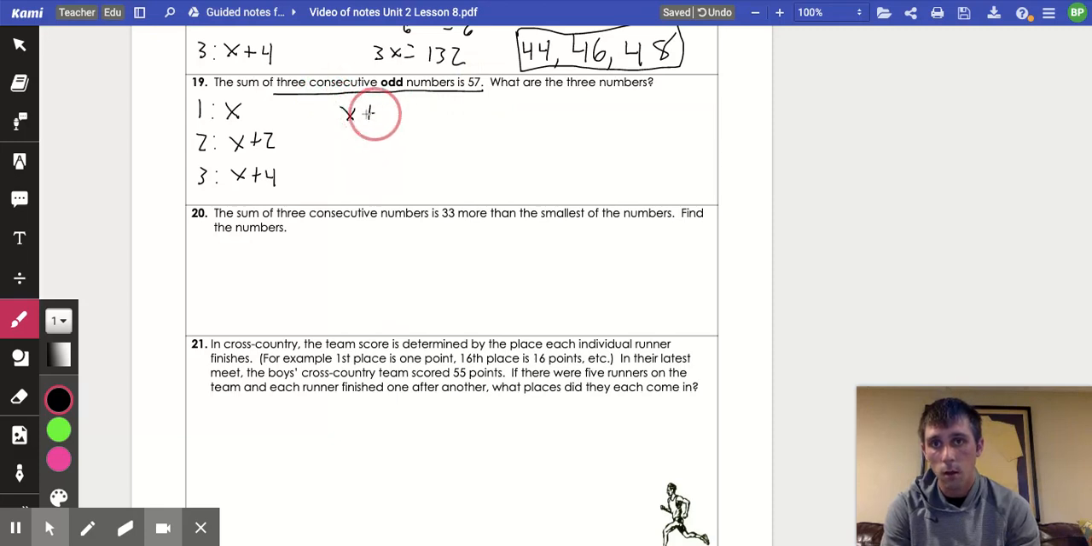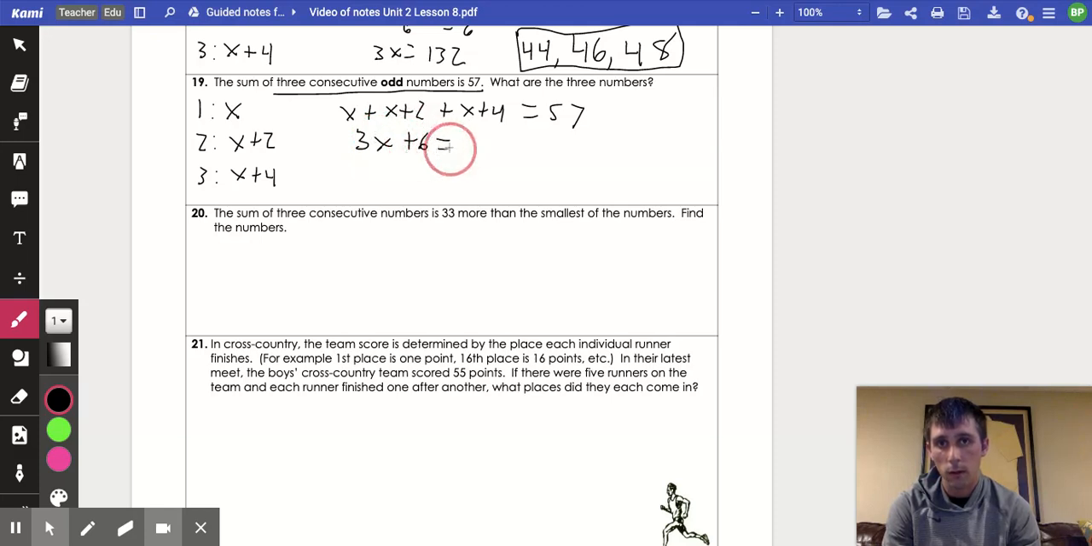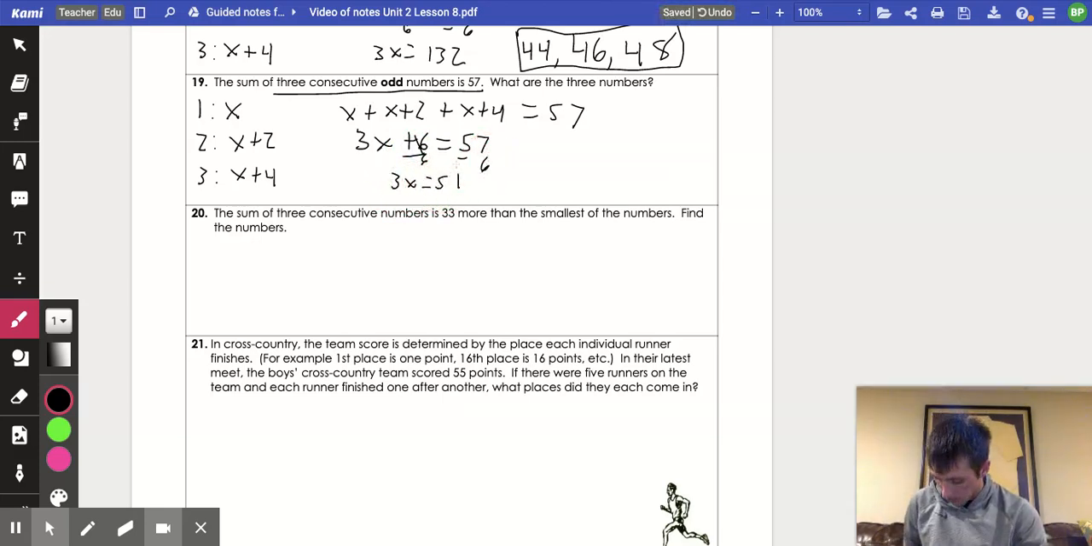So x plus x plus 2 plus x plus 4 equals 57. So 1, 2, 3x. 2 plus 4 is 6, equals 57. Subtract 6. 3x equals 51. So 51 divided by 3 comes out to 17. So x is 17. So that means our first number is 17. What's our second one? 17 plus 2, which is 19. And then 17 plus 4, 21.